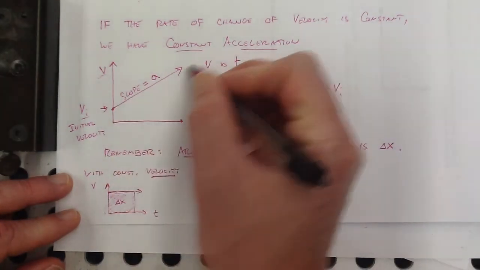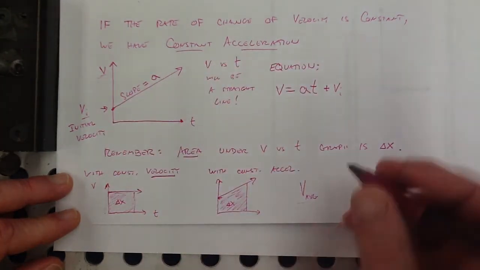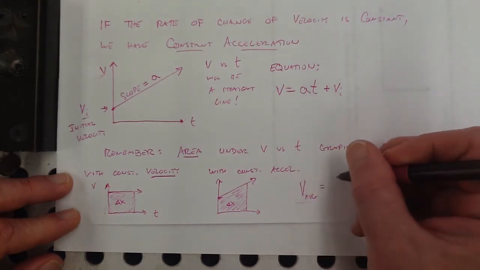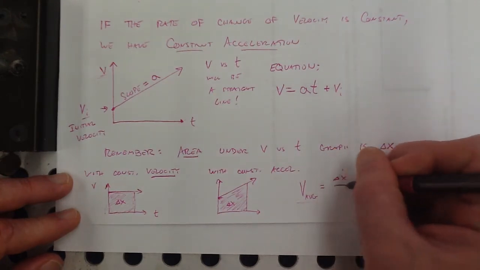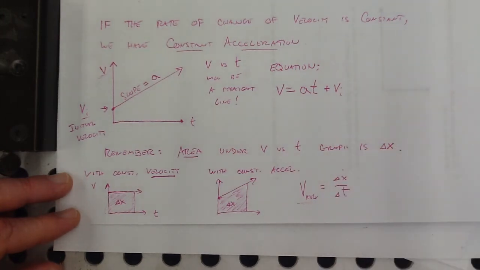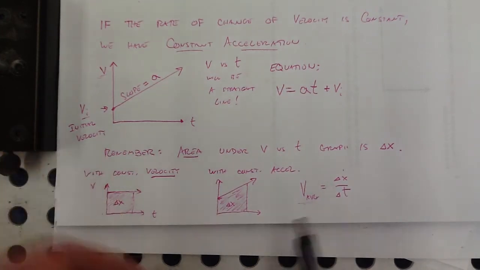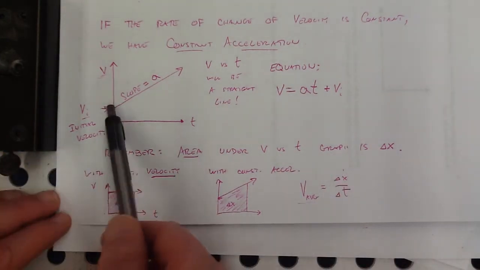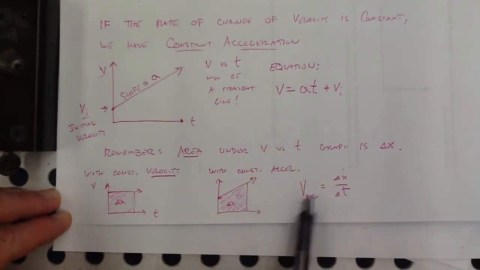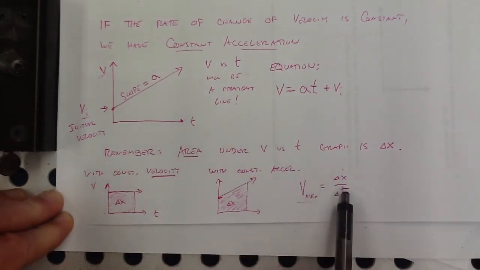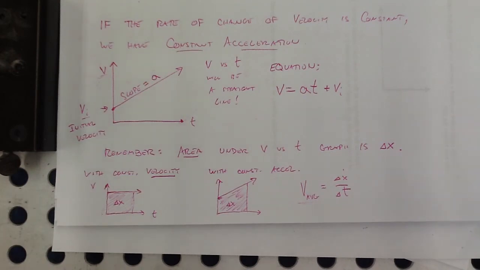And also remember that average velocity. Now our velocity is changing here, right? So we can talk about this average velocity is equal to displacement over time. If you have constant velocity, then there's no difference between your average velocity and your constant velocity because it's always the same. But now we have changing velocity, so you want to know your average velocity, find the displacement, divide by the time.